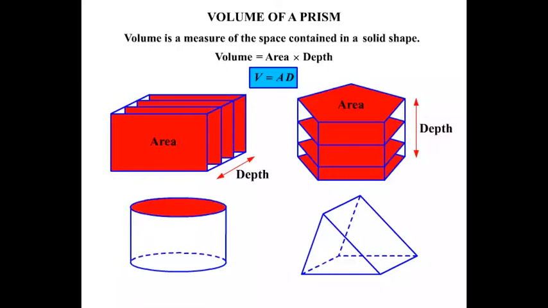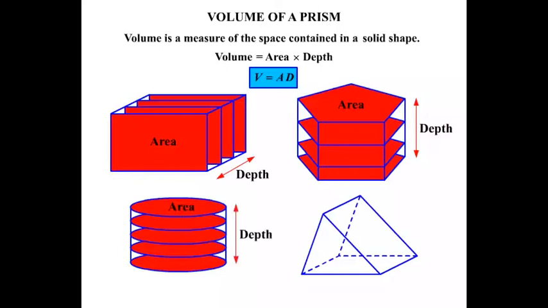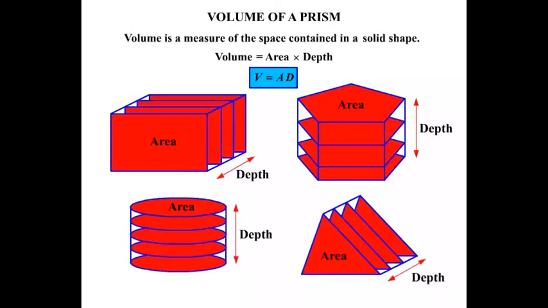This next one, we can see, is a cylinder. That area is a circle, and if we took slices like that, it is again repeating itself right through. So there's the area, and that would be the depth. Now this time, we see the triangle there. We took slices like that. It repeats itself right through the shape. So there's our area, and there is our depth. Excellent.